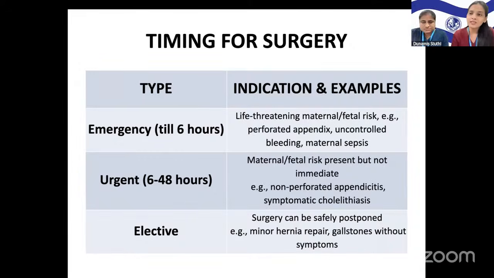In emergency surgeries, it is life-threatening to the mother and the fetus. They both are at risk. The main examples are perforated appendix, maternal sepsis and uncontrolled bleeding. In urgency, it has to be operated within 6 to 48 hours. There is risk present to the mother or fetus, but not immediate. You can optimize and then take them for surgery. This can be non-perforated appendix and symptomatic cholelithiasis.